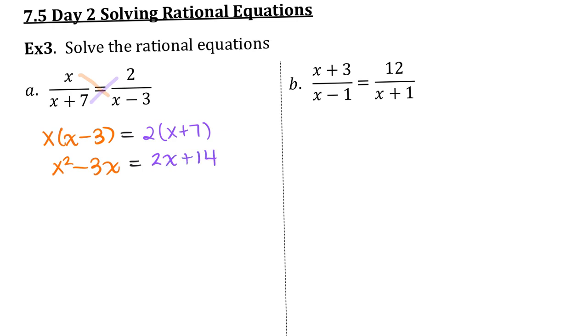Okay, so what should I do? Let's move everything to the left. So I'll minus the 2x over to here. So that's going to be x squared minus 5x. Oh, let me get rid of that 14 also. If I minus the 14 over here, I have a minus 14. Let's see if it factors.